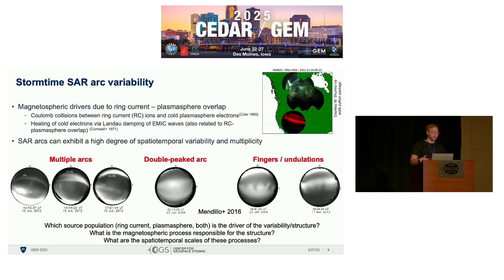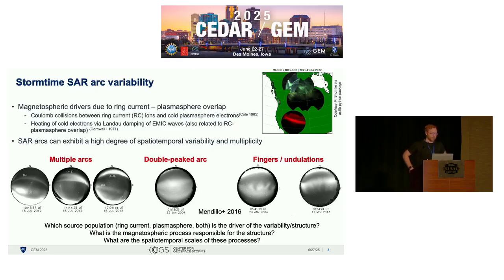But the thing that we're really interested in is summarized on this slide. We know that the magnetospheric drivers for star arcs, whether it's the Coulomb collisions or the heating of those cold electrons via EMIC waves, are both driven by overlap between the ring current and the plasmasphere.